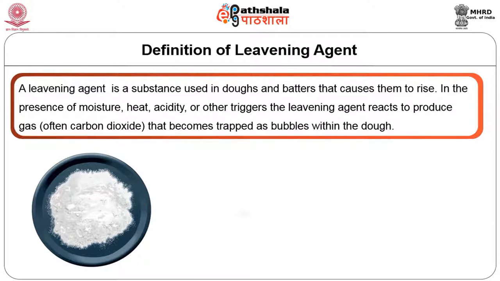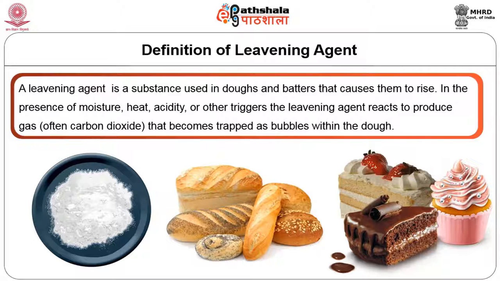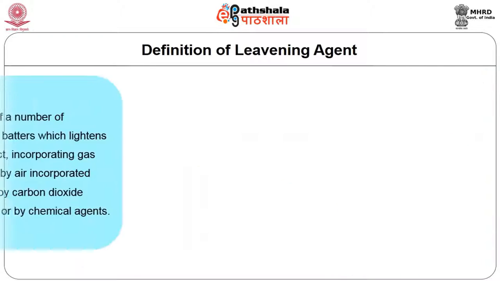A leavening agent is a substance used in doughs and batters that causes them to rise. In the presence of moisture, heat, acidity, or other triggers, the leavening agent reacts to produce gas, often carbon dioxide, that becomes trapped as bubbles within the dough. When a dough or batter is baked, it sets and the holes left by the gas bubbles remain. This is what gives breads, cakes and other baked goods their soft sponge-like textures.